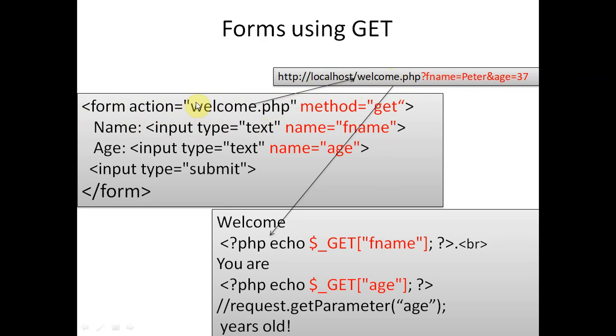Otherwise, suppose we have not stored this welcome.php in localhost, then we have to write the path of another server here before this welcome.php. So we have to write the path of the server in this place. And you can see here, we don't mention any server name, so it means by default it will move to the localhost, meaning the same computer is assumed as the server.